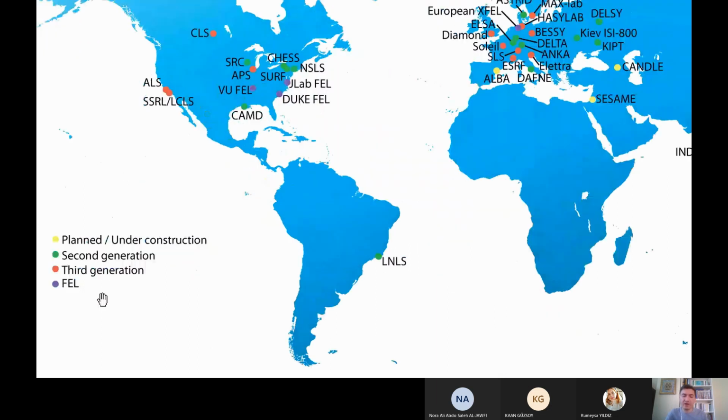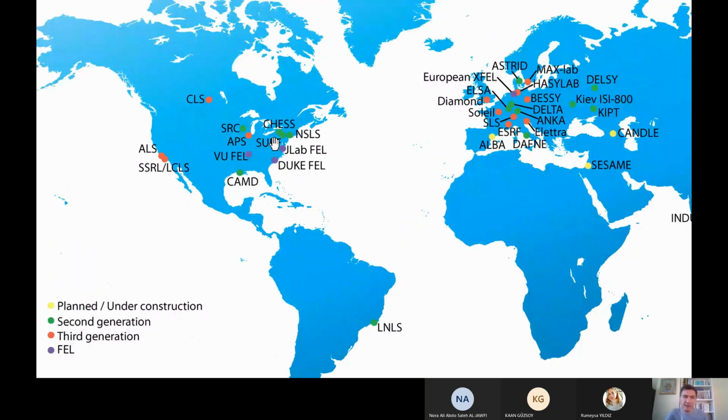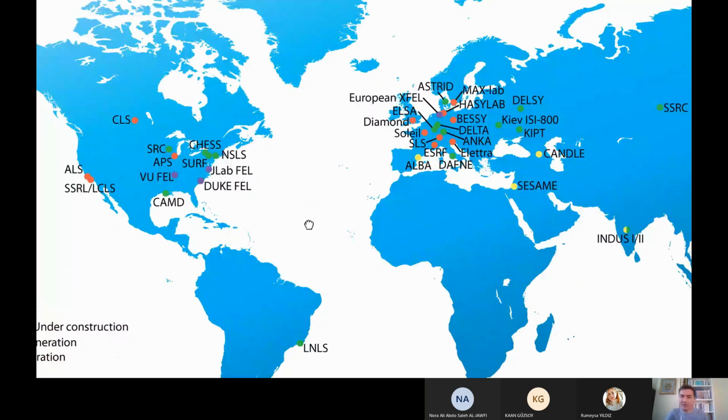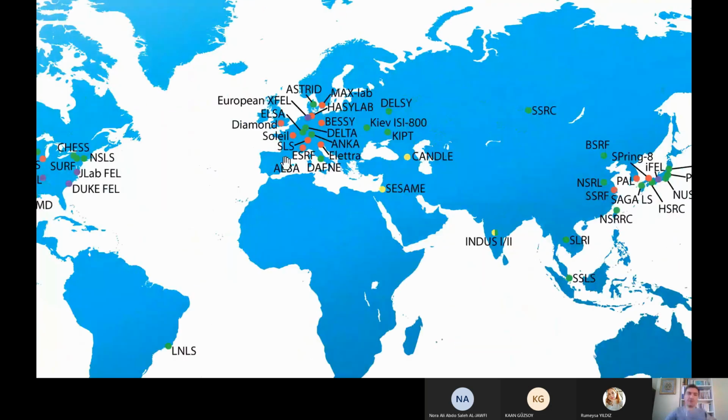I will spend some more transparencies on this free electron laser, but now I just would like to show you here Jefferson Lab FEL and Duke FEL in the United States, and VU FEL, and here European XFEL at DESY in Hamburg, and also IR-FEL in Japan. There are also many FEL facilities in the world.